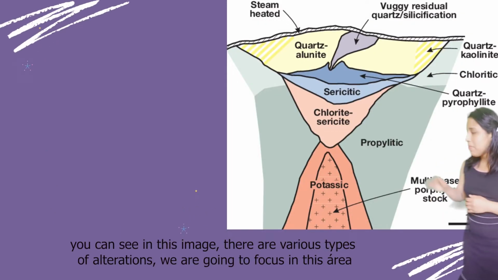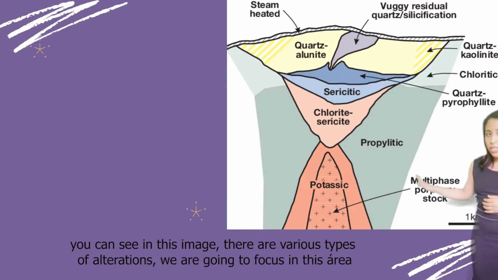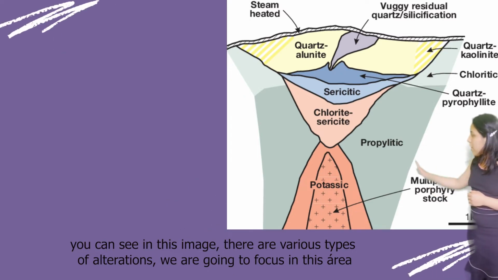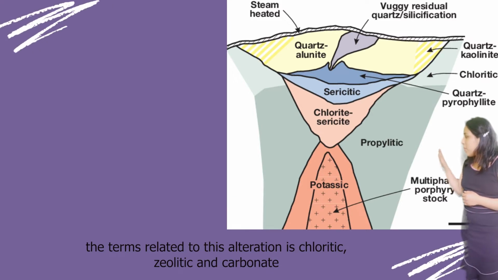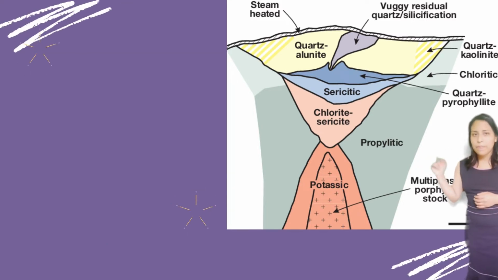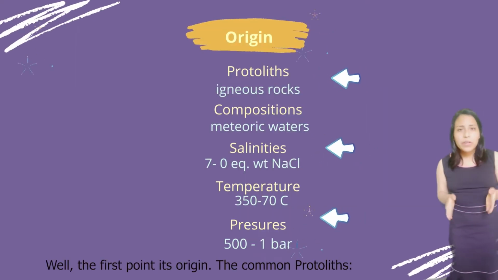You can see in this image there are various types of alteration. We are going to focus in this area on the propylitic alteration. The terms related to this alteration are chlorite, zeolite, and carbonate. And the first point is origin.